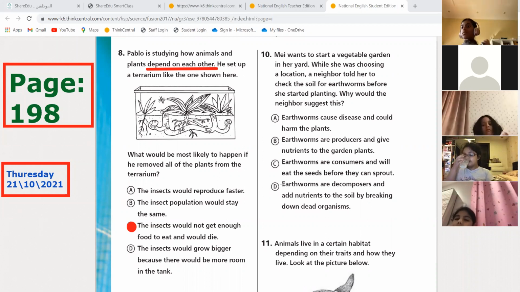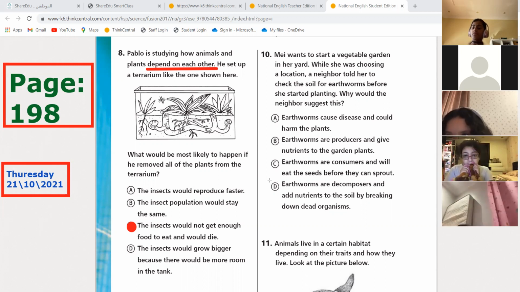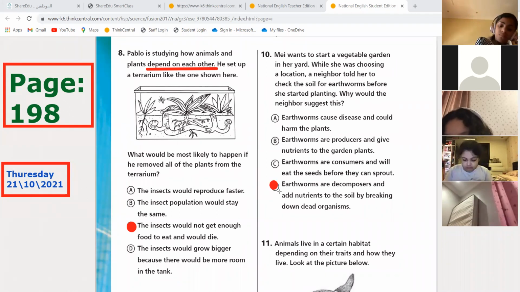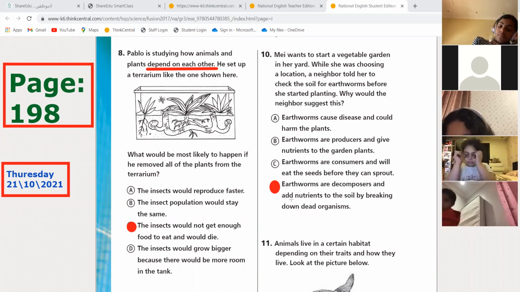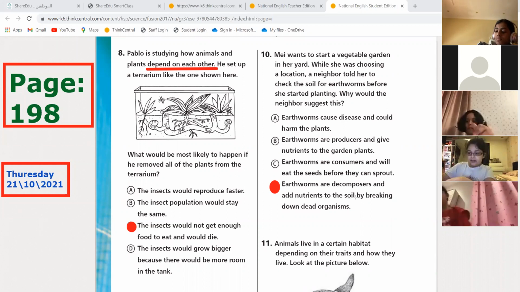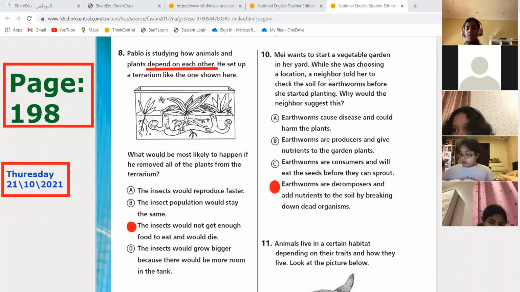Try to remember. Earthworms from which group? Do they make their own food? Do they eat living things? Or they break down dead organisms for food? They break down dead organisms for food. Excellent, excellent, excellent. Is that you, Malik? Yes. Excellent, ya Malak. Very good. They are decomposers and they add nutrients to the soil. How? By breaking down dead organisms. So earthworms are very good to have in the soil.